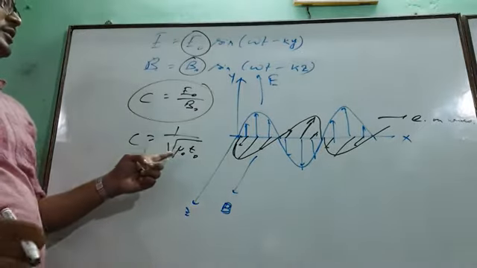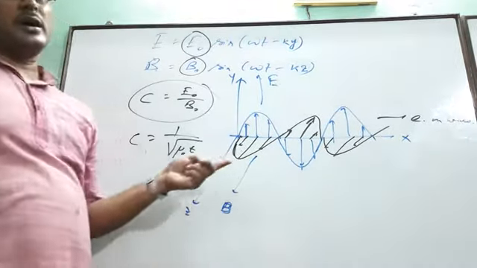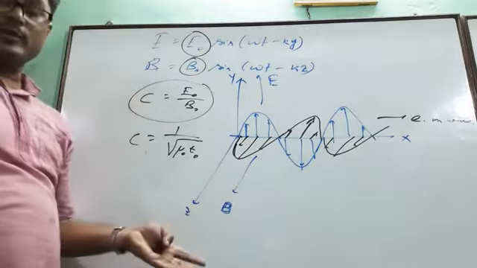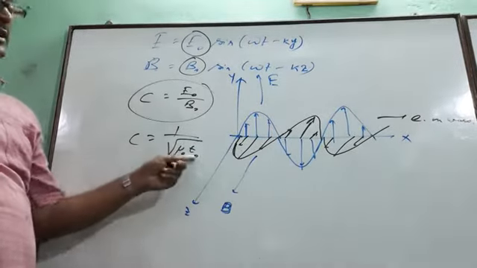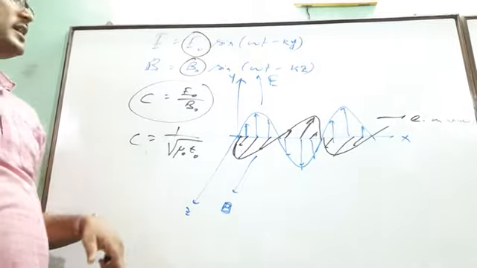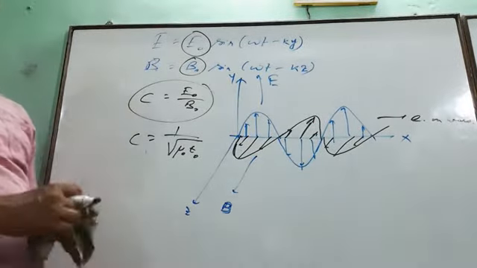Because the electromagnetic wave depends on variable electric field as well as variable magnetic field. So these are the constants for electric field and magnetic field. That's why C equals E0 by B0.